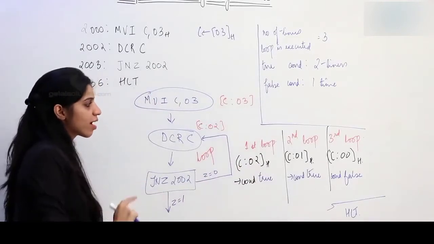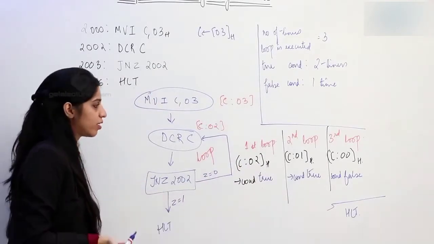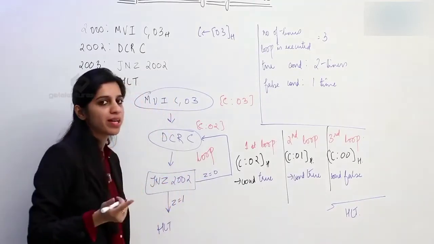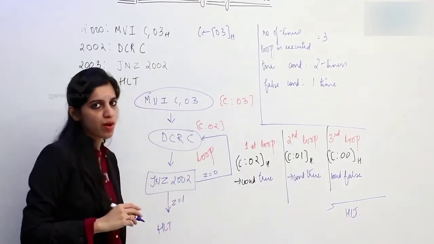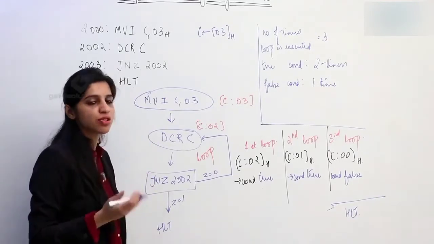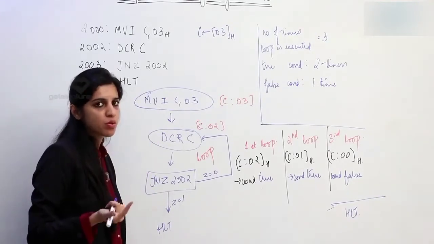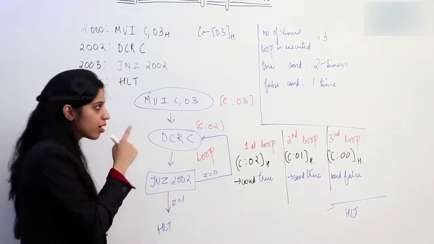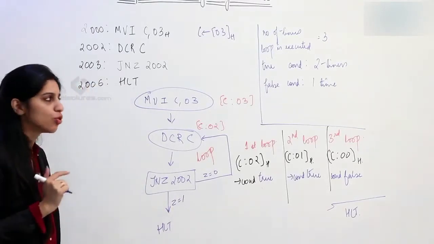If you have any idea of C language, there are 2 types of loops that we study there, do while and while. In do while, first you perform the task, then you check the condition, and in a while loop, first you check the condition, then you perform the task. So the idea that we are using here is a do while.